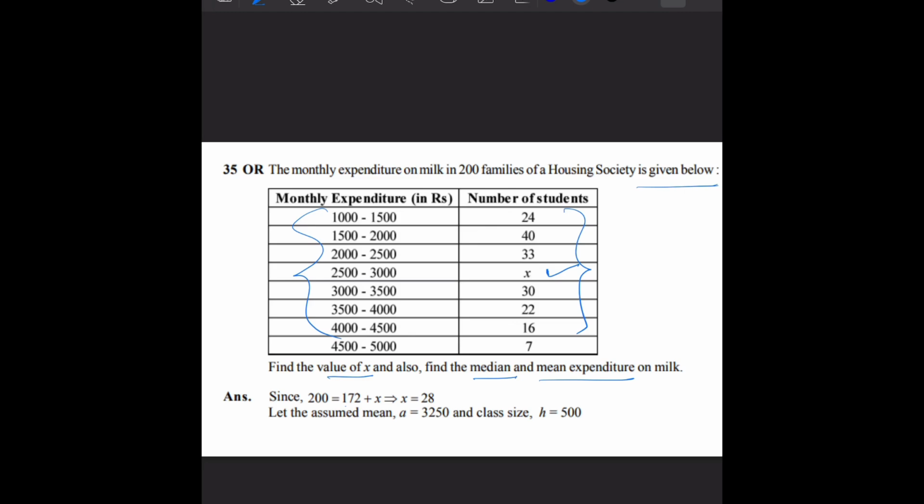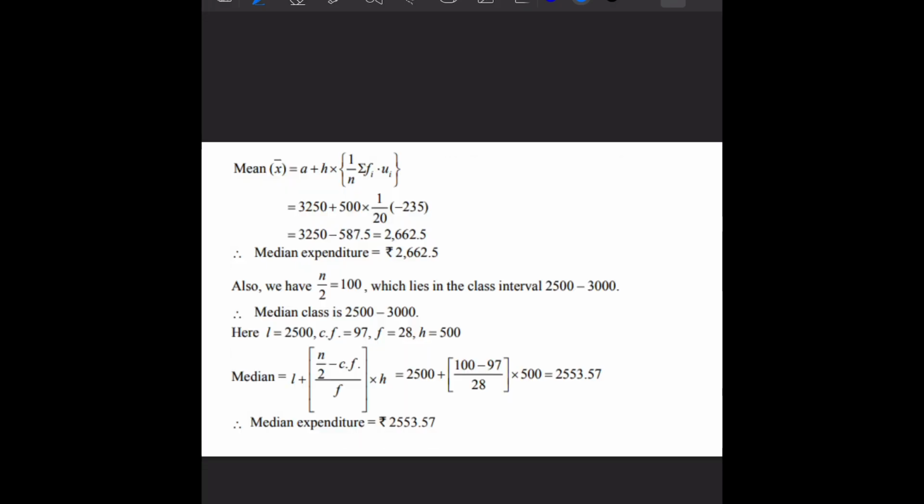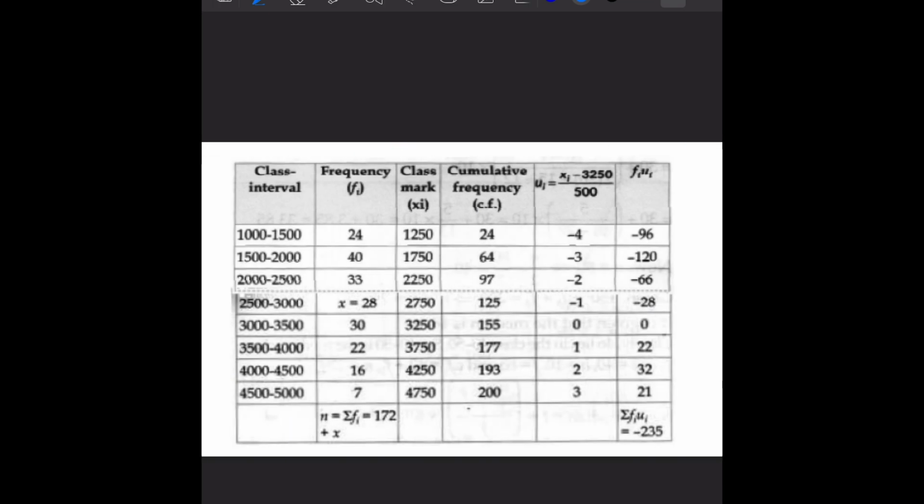Let's solve for the mean expenditure by assumed mean method. Let's assume our mean is 3250. What is the class size? Class size, as you can see, 1000 और 1500 में difference is 500. Class size is 500. How do we solve? Assumed mean method. What do we need? We need the fiui column.